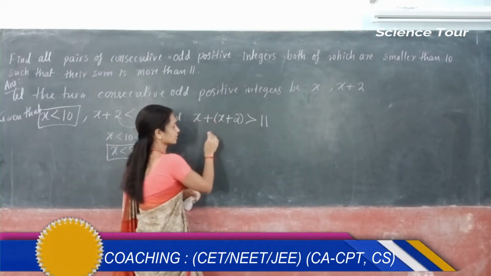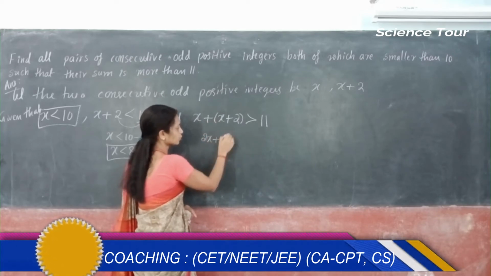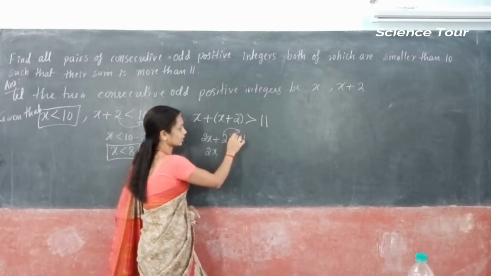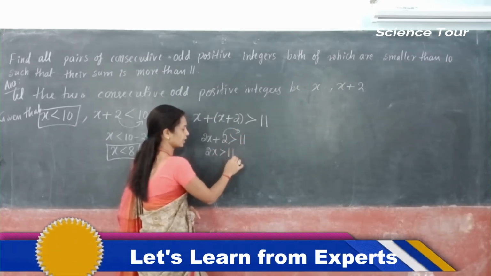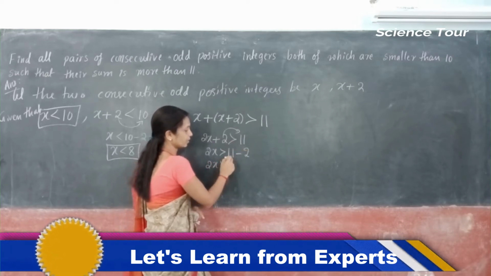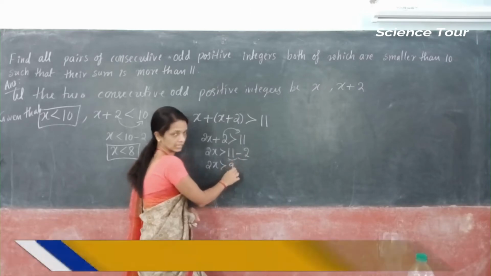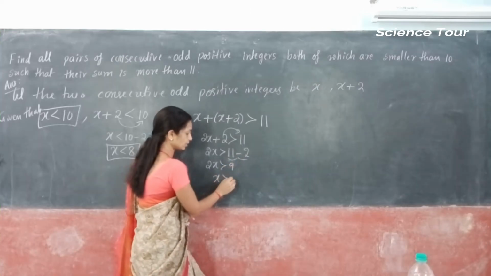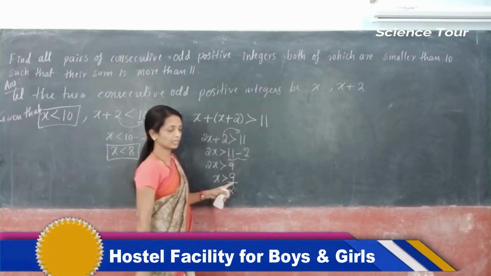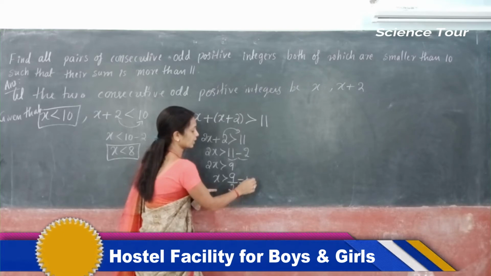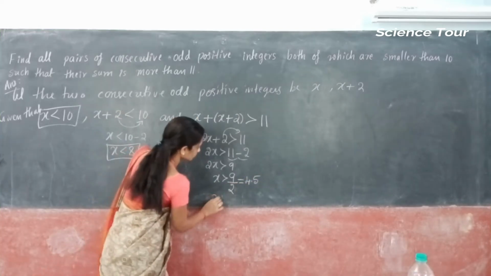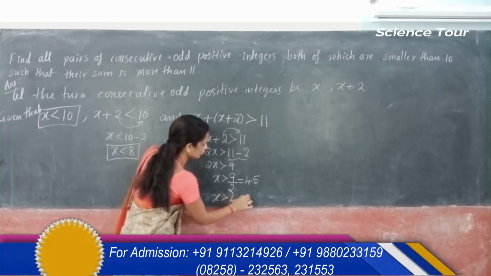Okay, x plus x, that is 2x, then plus 2, that is greater than 11. Keep 2x on the left side, send the 2 to the other side as minus 2, greater than 11 minus 2. So 2x is greater than 11 minus 2, how much is that? That is 9, right? Now x is greater than 9 by 2. What is 9 by 2? Just calculate in the calculator, you will get 4.5. So x should be greater than 4.5.